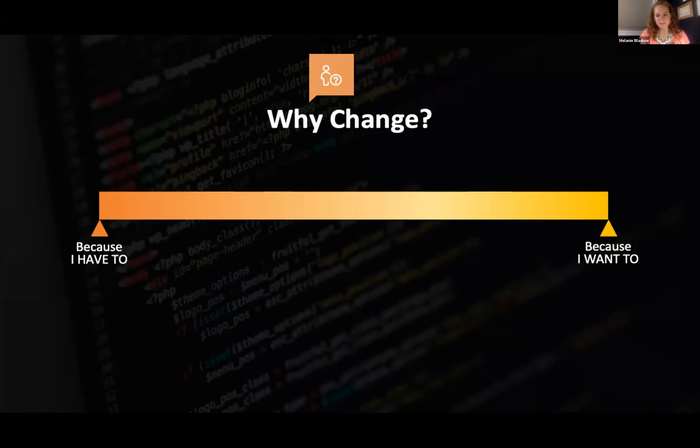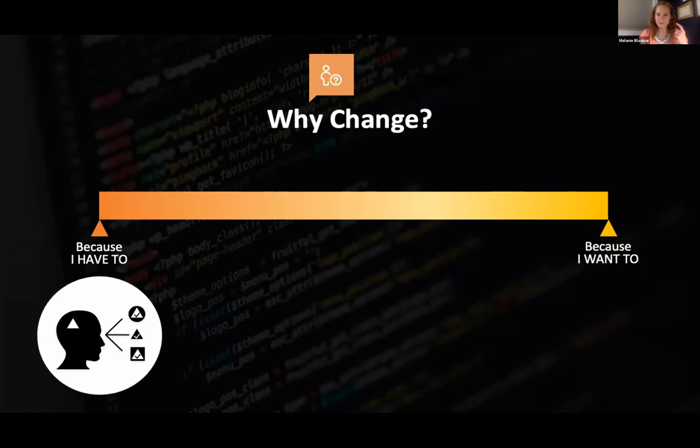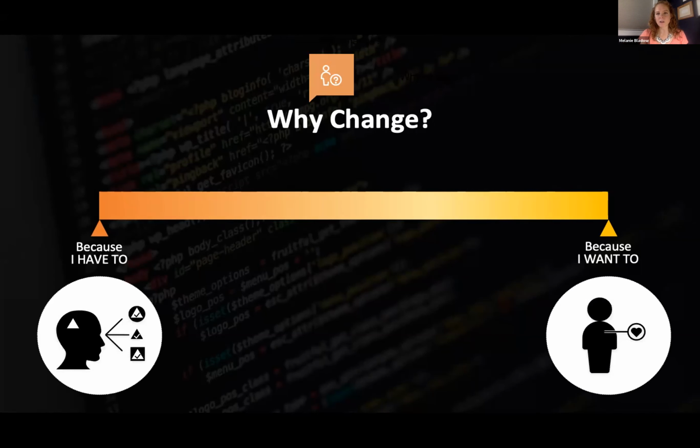So I change because I have to, because I know that I have to. I know there are certain things that I have to do. I change because I want to, because of a feeling motivator, because there's something in me that has caused desire. So when I look at this, I look at trying to move people in my transformation programs from the I have to end of the spectrum to the I want to end of the spectrum by creating engagement, by having empathy, and by doing a lot of listening.